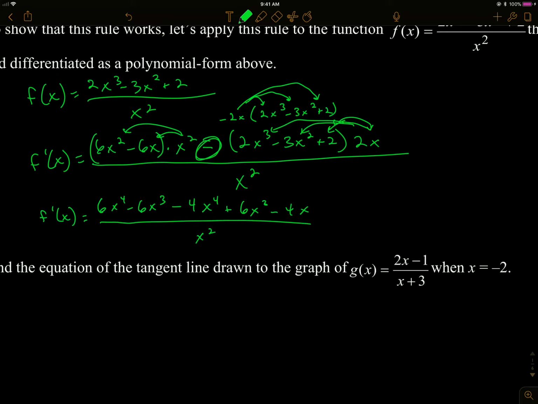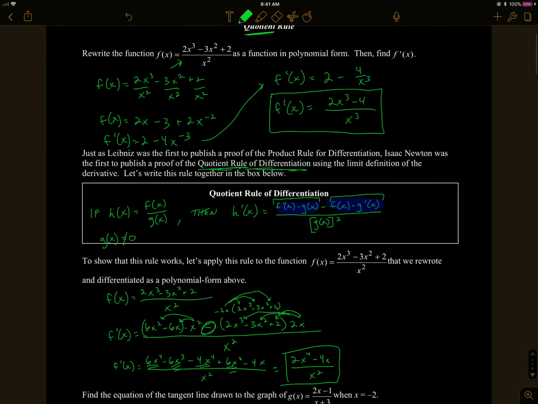all over x squared. Looking for common factors here, or common terms I should say, like terms. I've got 2x to the fourth. I've got my x third guys. Oh, that was a third. So those cancel, and then I've got my minus 4x all over x squared. That's our derivative. Did it match?